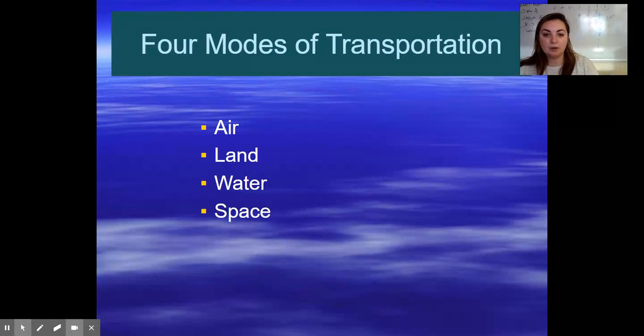We have 4 modes of transportation that we are going to look at: air, land, water, and space. These are the 4 ways that you can travel and the 4 types of transportation.